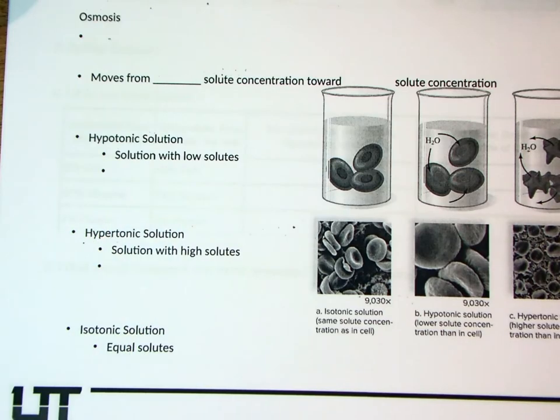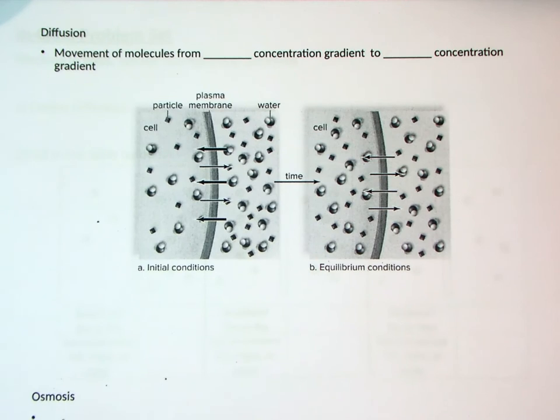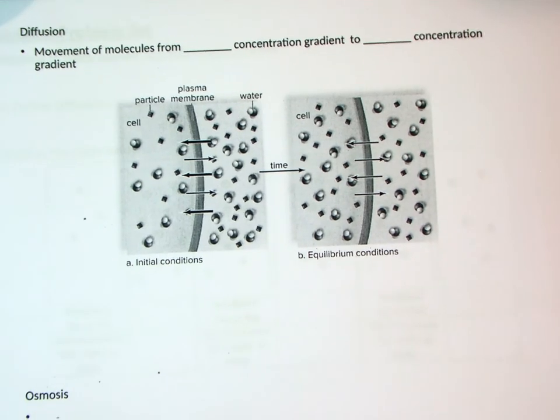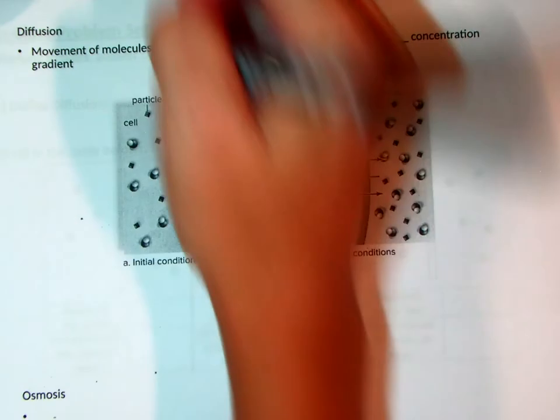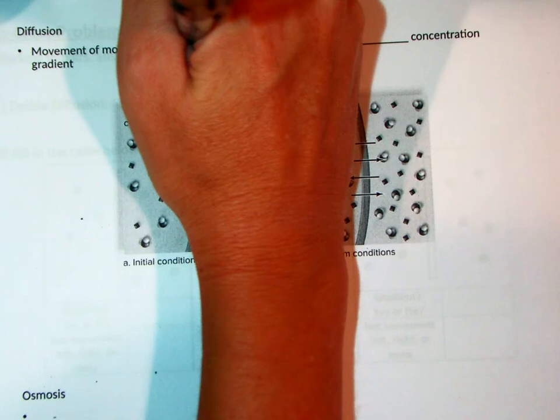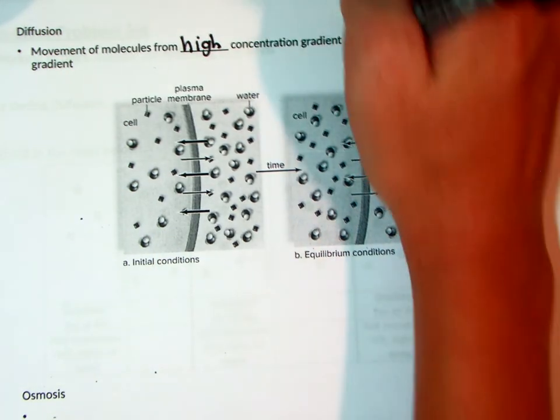And this might seem simple, but these two concepts are so essential for life and almost everything that you talk about in physiology and the function of the body involves some sort of diffusion or osmosis. So diffusion is defined as the movement of molecules from a high concentration gradient to a low concentration gradient.